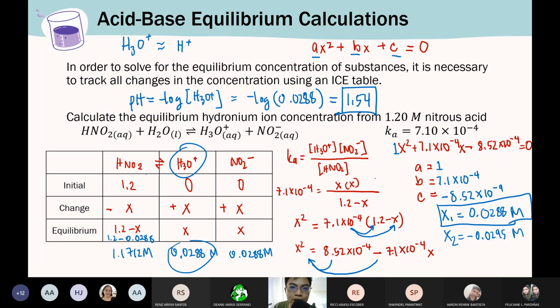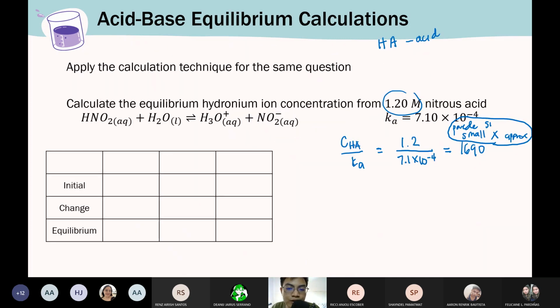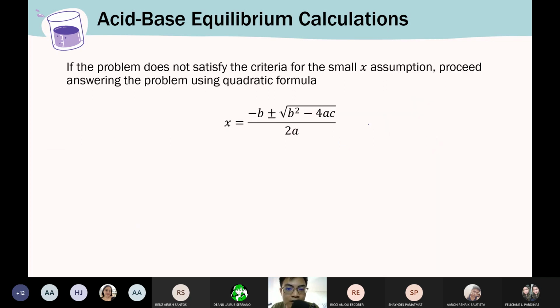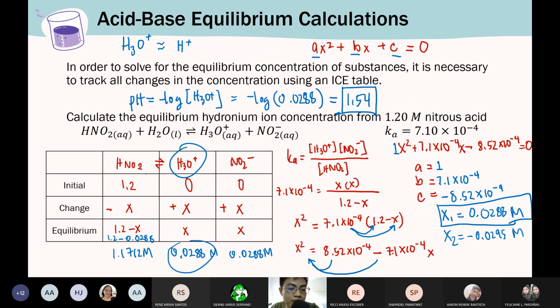So, yun yung goal ng small x approximation. If ang ratio ng concentration ng acid and the Ka is greater than 1,000, what you can do is just assume that this minus x term is very, very small. Okay? Pwede mo i-assume na very, very small siya to the point na pwede mo na siya burahin. Ano mangyayari? Pag binura mo na yung minus x sa denominator, you don't need to do quadratic equation anymore. You just need to get the square root. Okay? So, ganun yung pinaka-idea niya.